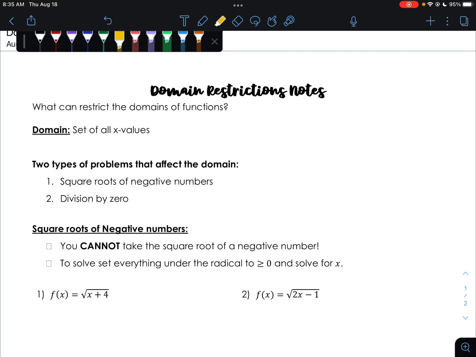Hi everyone, welcome to the video over domain restrictions. So we're going to talk about what can restrict the domains of our functions. As a reminder, the domain is the set of all of our x values.